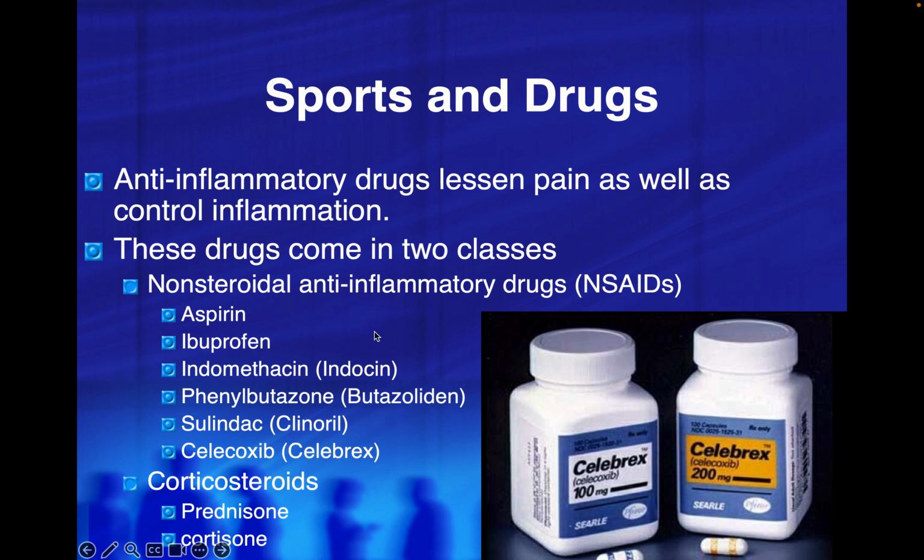You can use NSAIDs all you want now, kind of, well, as long as you're not competing, probably. But corticosteroids, you better have a lot of damage done before they let you use them.